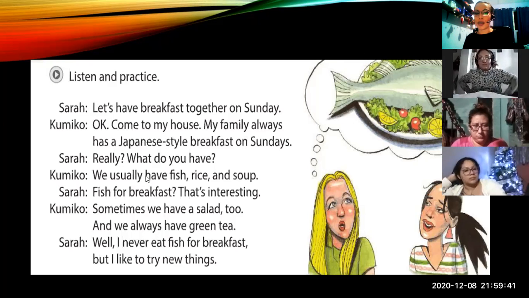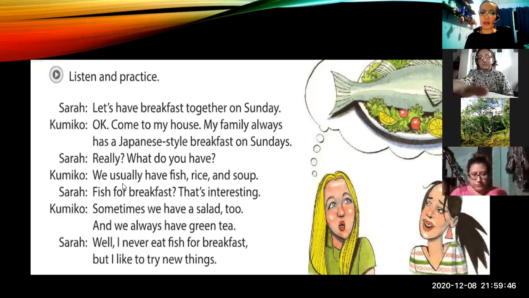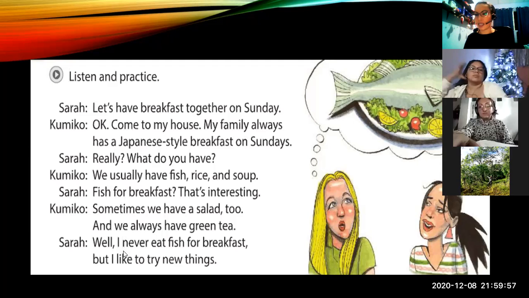Another is usually. We usually have fish. Usualmente comemos pescado. Sometimes es algunas veces. Y bueno, aquí se repite always y tenemos never, que significa nunca. So, en esta conversación se están usando los adverbios de frecuencia. Mañana vamos a estudiar qué significa cada uno de ellos y en qué lugar de la oración tenemos que ponerlos. That's for tomorrow. Eso nos va quedando para mañana.